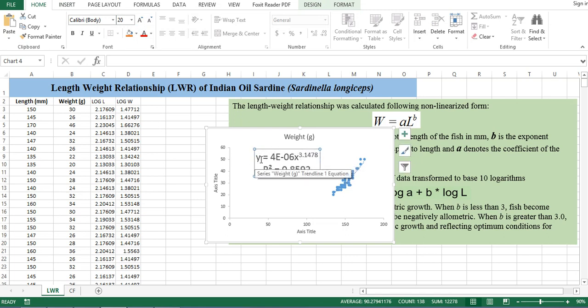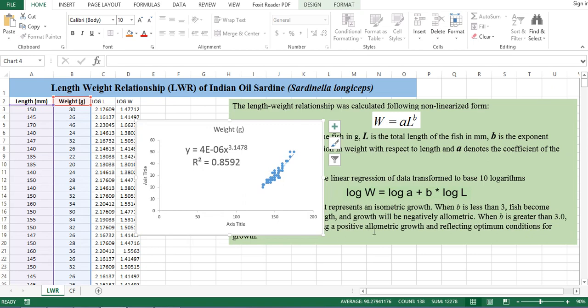So here y is equal to your weight, and a is 0.6 times 10 to the power -4, and your b value is 3.1478. That means your b value is greater than 3. That means the species is positively isometric or positively allometric. It's not isometric, sorry, it's positive allometric. So that means that the weight of this species is increasing more than the length.